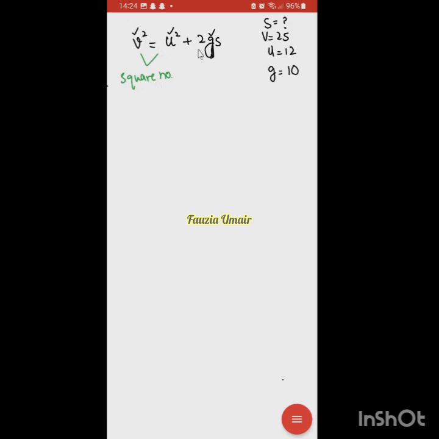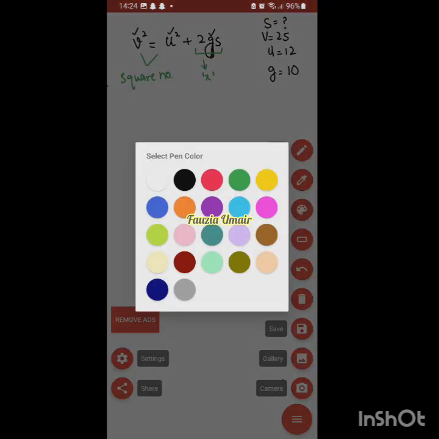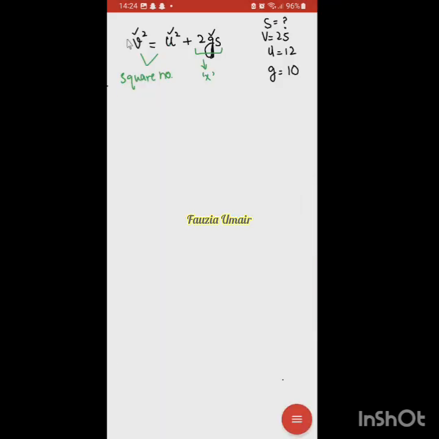ठीक है? और ये मुझे बताएं, इन तीनों के बीच में क्या ऑपरेशन है? 2GS. Ma'am, multiplication. Multiplication is the operation. But what is the operation between U square and 2GS? Addition. Addition, right? That's right. So now the first step, we will put all the values. We know V square is 25 square, right? So U square is 12 square plus 2 into 10 into S, right?